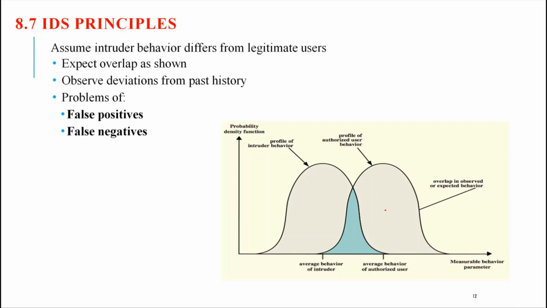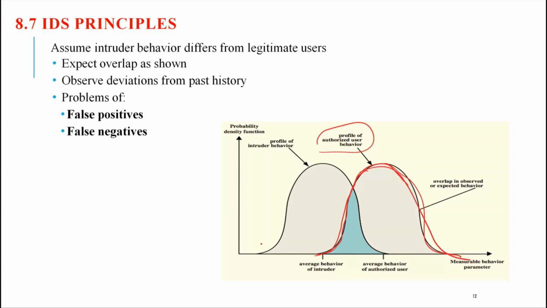You can see here, expected behavior and actual behavior. What does expected behavior mean? It is the profile of authorized user behavior. That means a user is expected to behave like this. Now, if the user is behaving like this, I am going to say he is not an intruder. He is an authorized person.